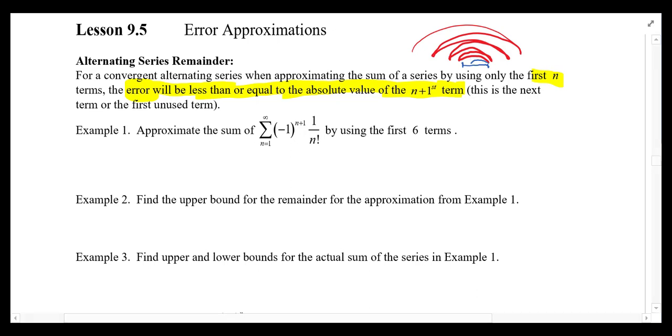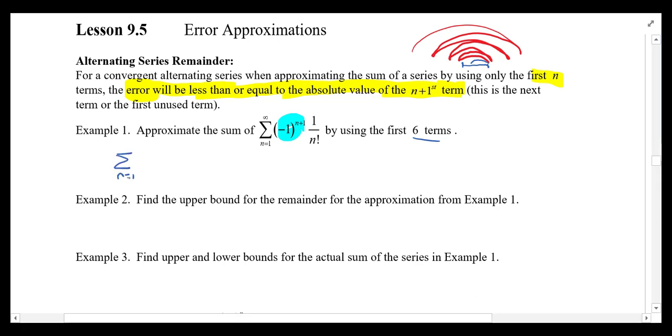Why do we know this is alternating? Negative 1 to the power of n means the terms alternate positive, negative. 1 over n factorial, yes, the terms are decreasing. And if I take the limit of this as n goes to infinity, this does become 0. So we know this is an alternating series. Let's quickly approximate the sum by using the first 6 terms. All you need to do is plug in the values 1, 2, 3, 4, 5, 6. So we'll approximate this sum.